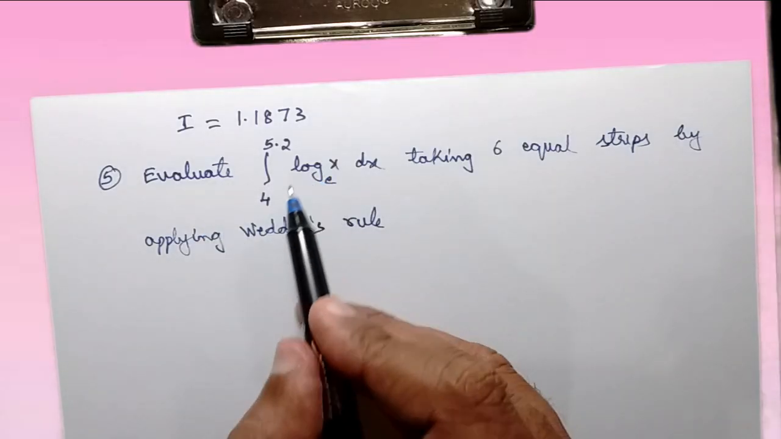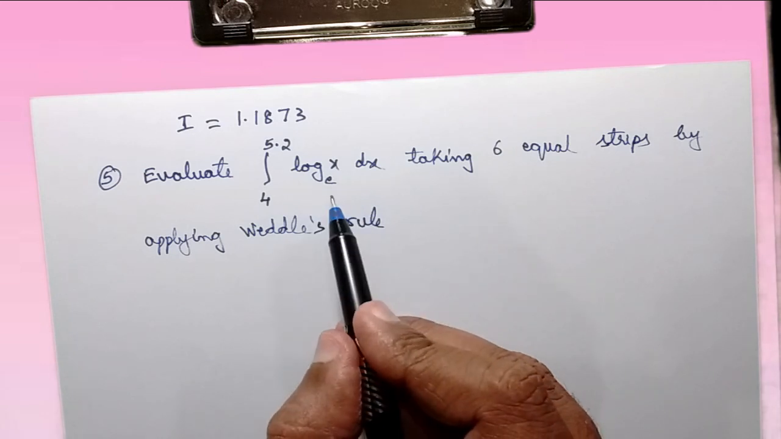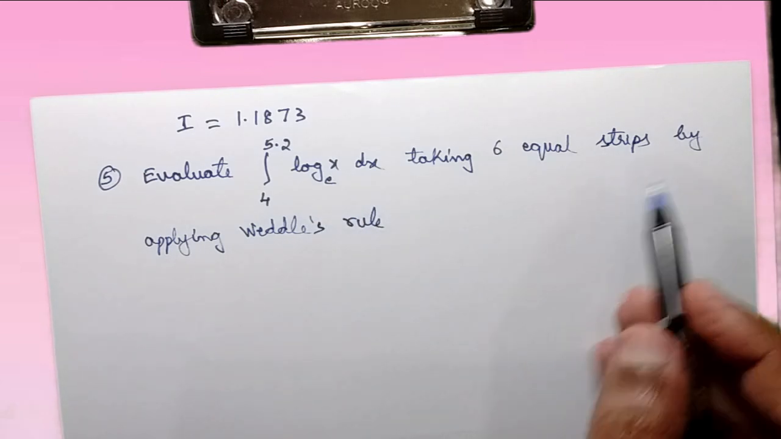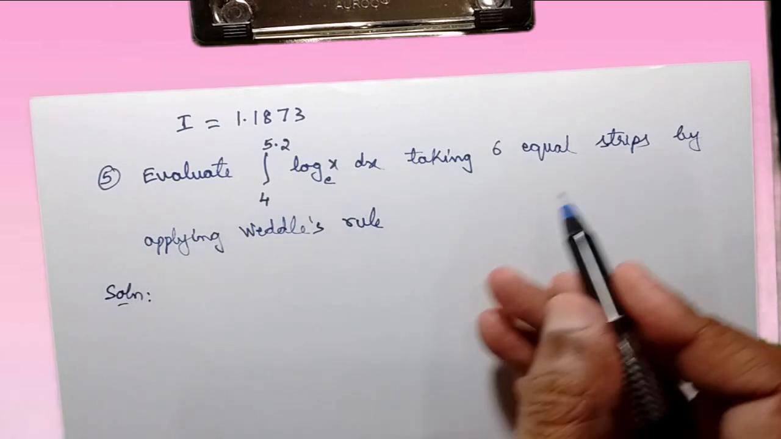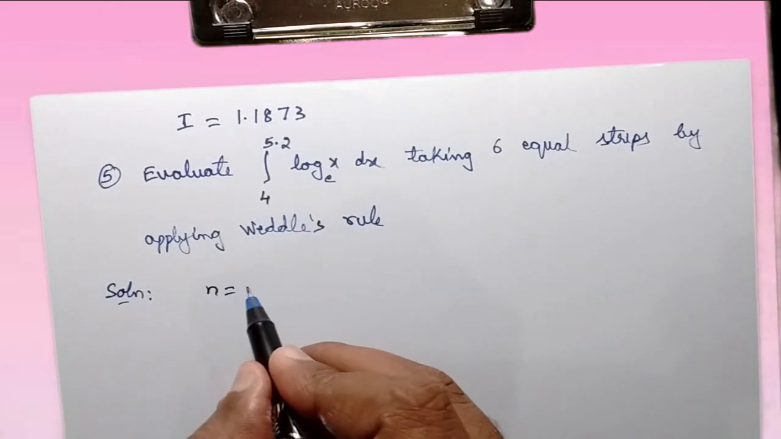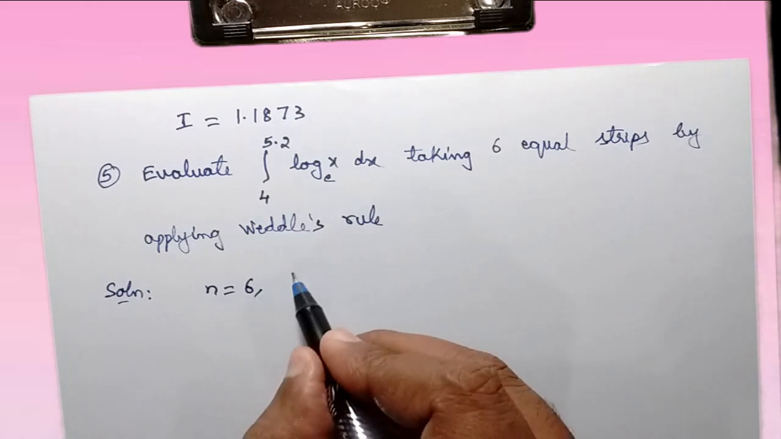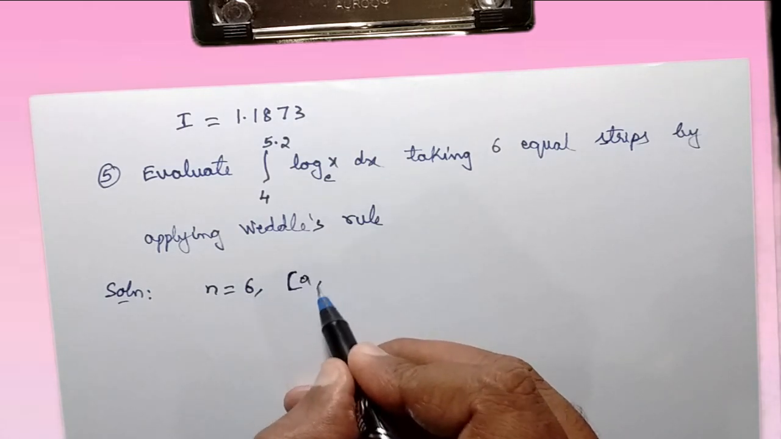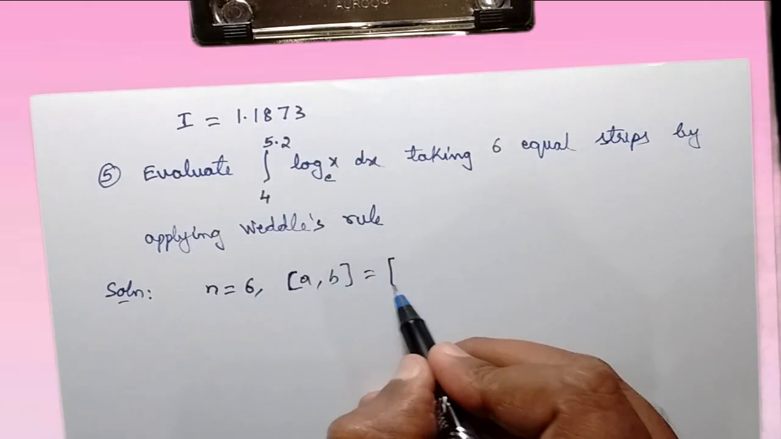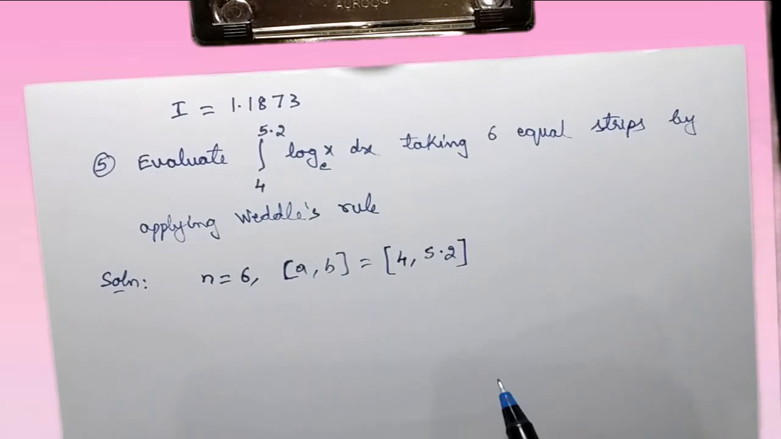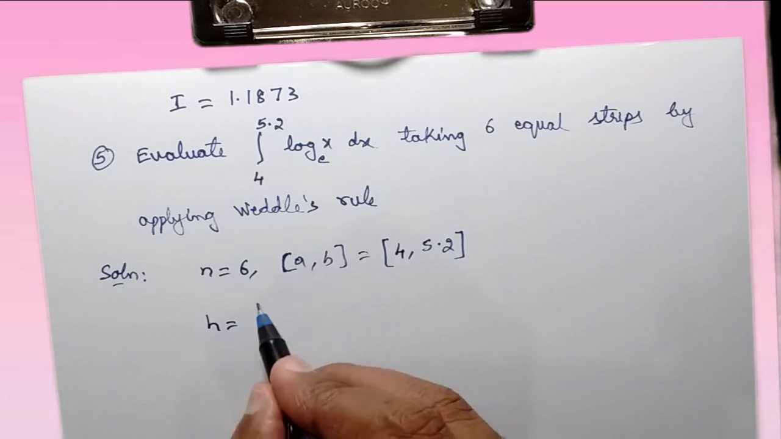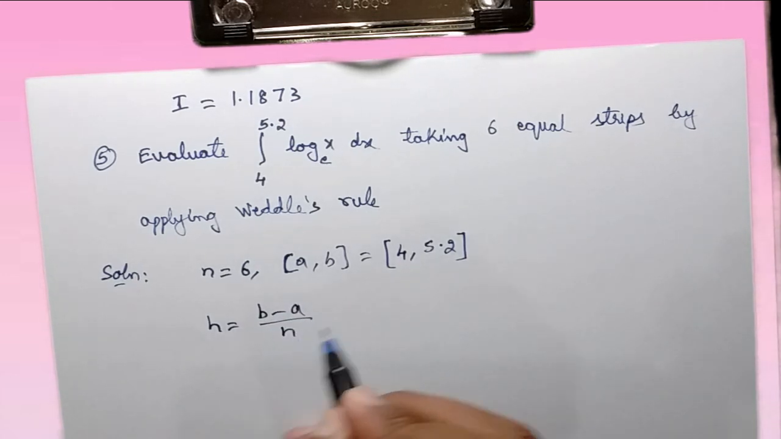Next question is: evaluate the integral from 4 to 5.2 of log of x to the base e dx, taking 6 equal strips by applying Weddle's rule. So 6 equal strips are given, therefore the value of n is 6, and your interval a, b is from 4 to 5.2. So your value of h will be equal to b minus a divided by n.